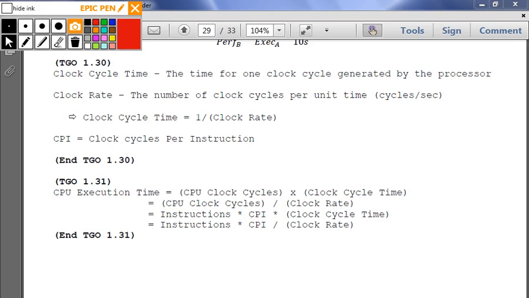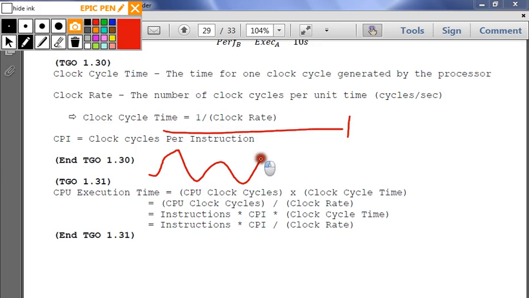And CPI, this is clock cycles per instruction. When you have a positive edge, you begin here, and let's say the instruction takes this long, and then 1, 2, 3, 4, right? So this means that our CPI, cycles per instruction, would be 4.